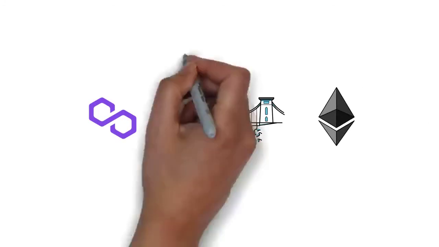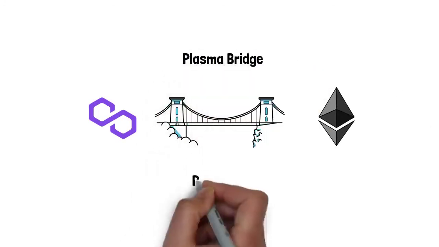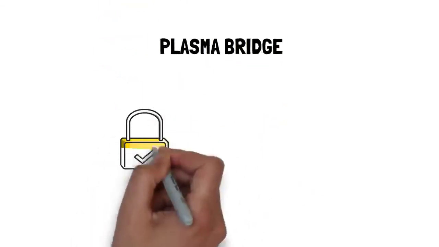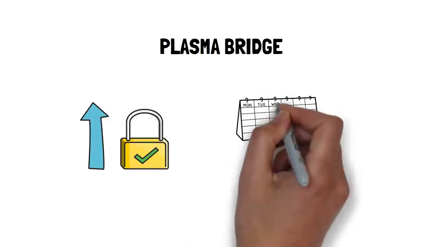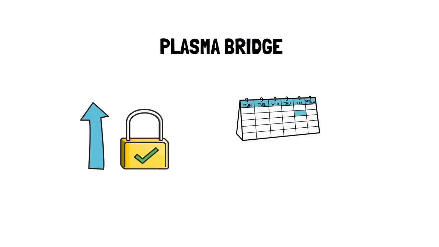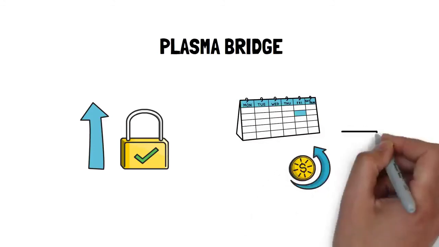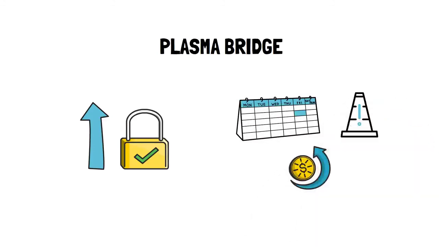Polygon provides two separate ways for moving assets between Ethereum and Polygon: Plasma Bridge and the POS Bridge. Plasma Bridge provides increased security guarantees due to the Plasma exit mechanism. However, there is a 7-day withdrawal period associated with all exits caused by certain restrictions in the Plasma architecture.